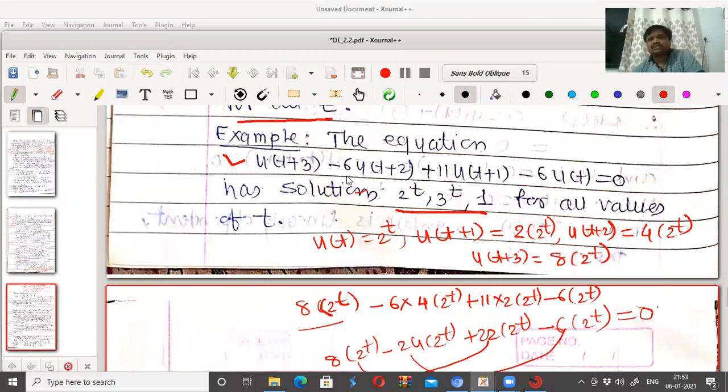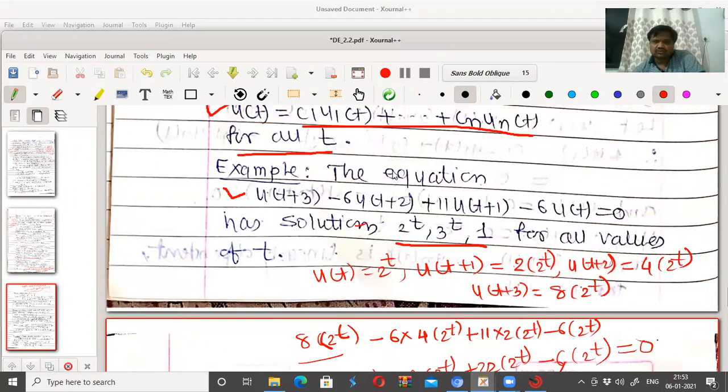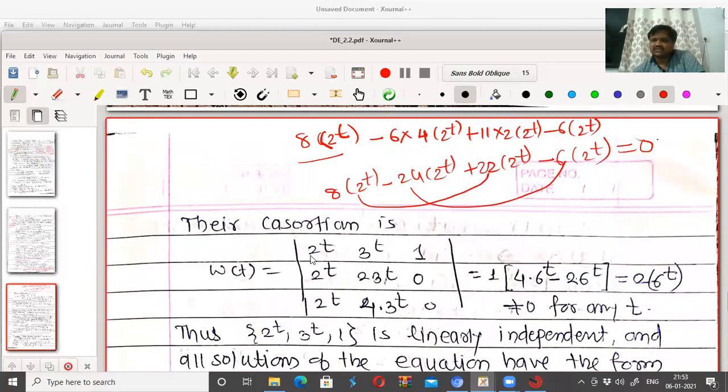And therefore 2 to the power t is a solution of this. Similarly, you can verify that 3 to the power t satisfies this equation, and 1 also satisfies this equation. How 1? If I take u(t) equal to 1, then u(t+1) also equals 1, u(t+2) also equals 1, u(t+3) also equals 1. So 1 minus 6 plus 11 minus 6 equals 0. By that also the equation is satisfied.